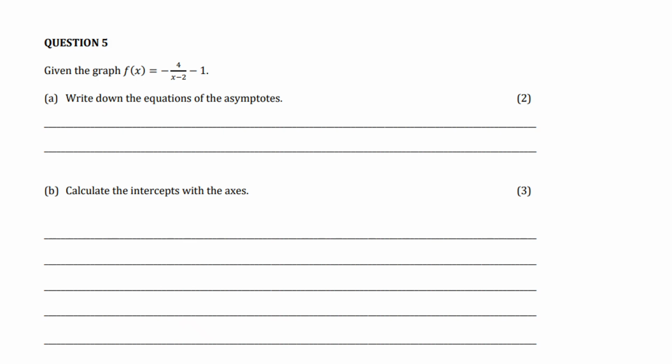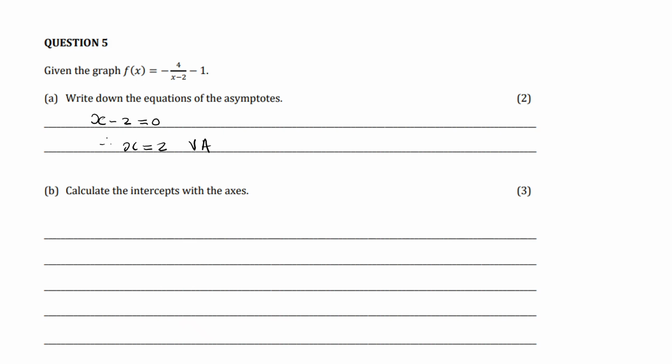Remember to write down the asymptote, first thing first, we take our denominator, which is x minus 2, you equate it to 0, therefore you solve. x is equal to 2. So this is your vertical asymptote.